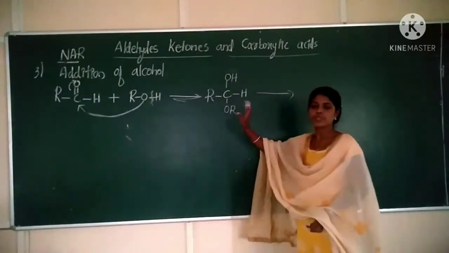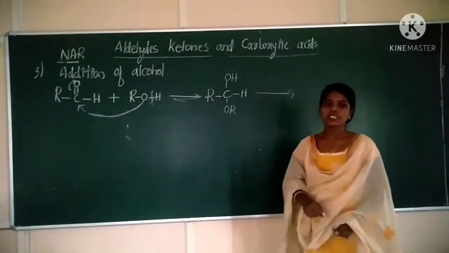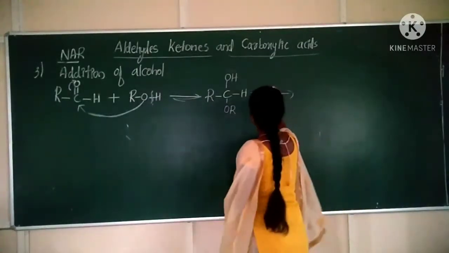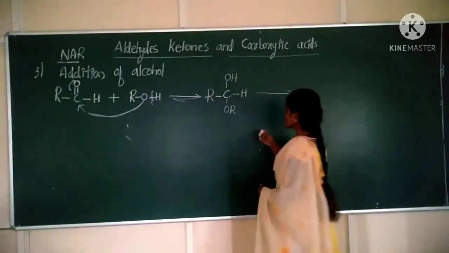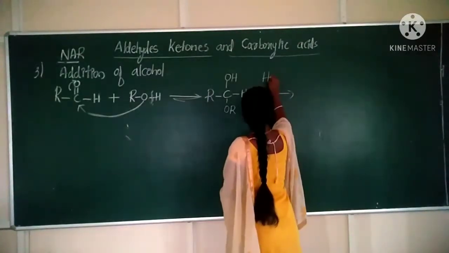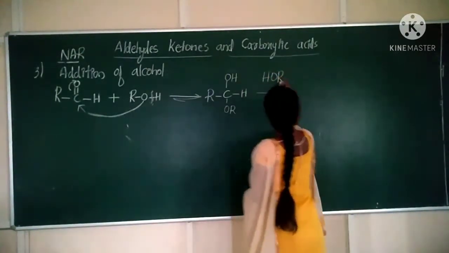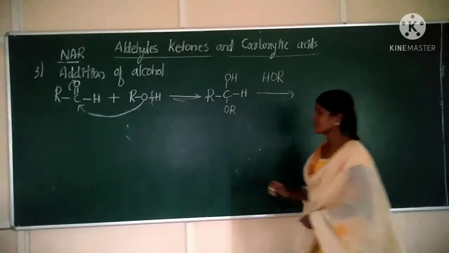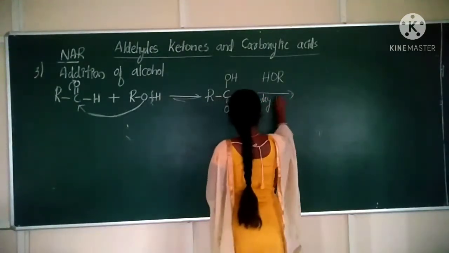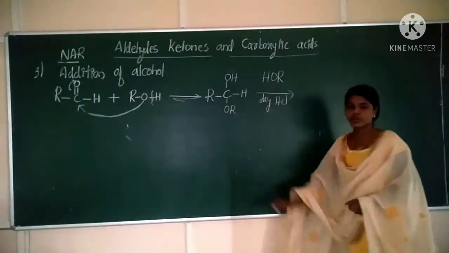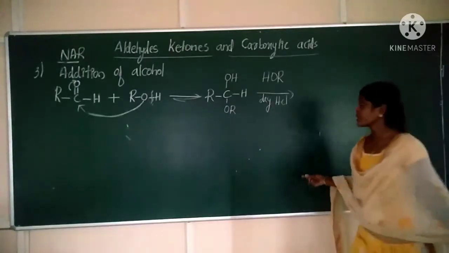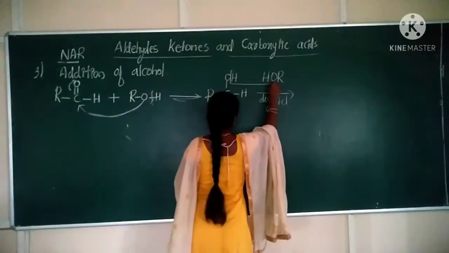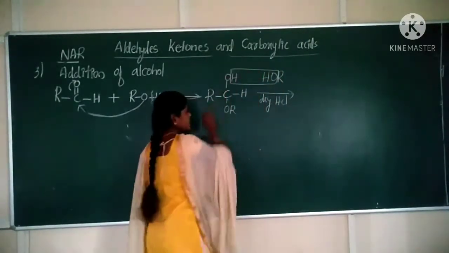Now this molecule reacts with the second molecule of alcohol. Again I will take alcohol, this time written in reverse order, like H O R. ROH only, alcohol only. Now the second time alcohol is added in the presence of dry HCl. HCl is what here? Acid. Dry HCl. Okay. Now at this time, remove this H and OH.